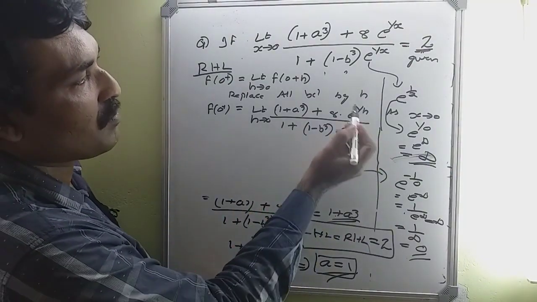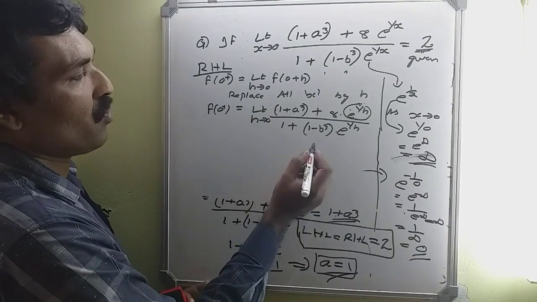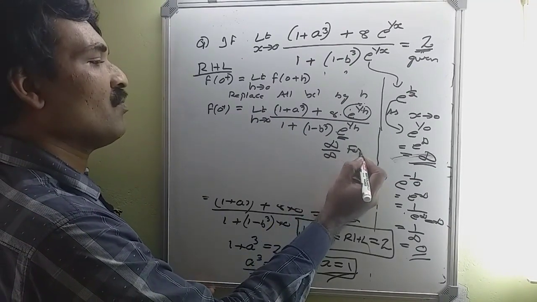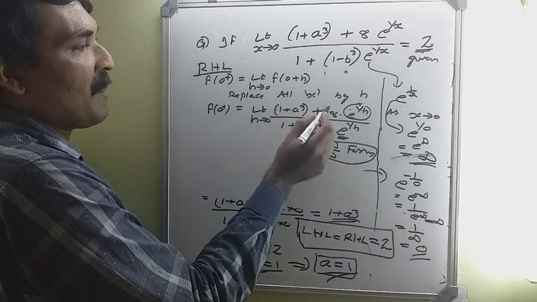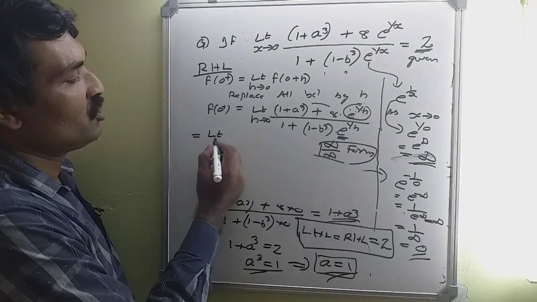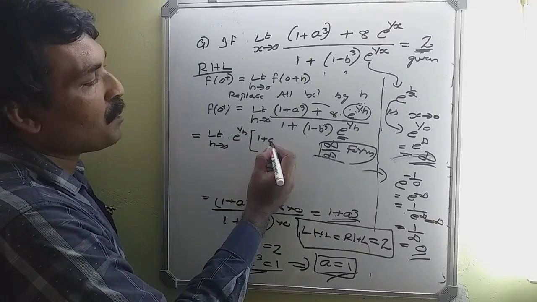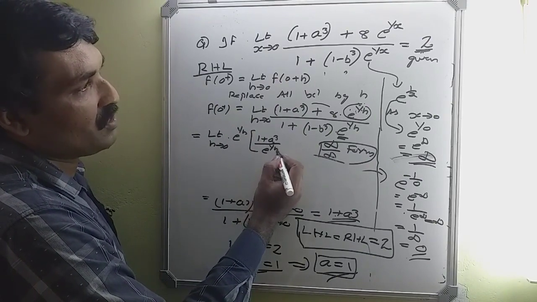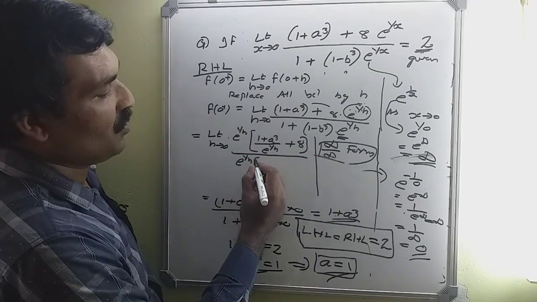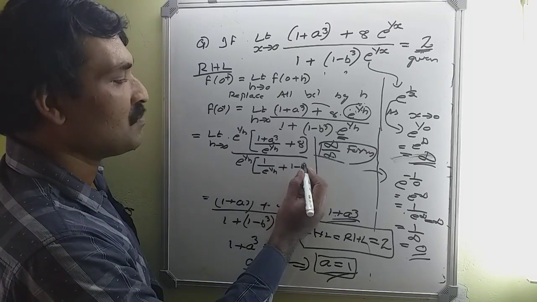Okay. So what is e raised to 1 by 0? E raised to 1 by 0 is equal to infinity. So this becomes infinity by infinity form. E raised to 1 by h is equal to infinity, this term is equal to infinity. So it is an infinity by infinity form. So take e raised to 1 by h common from both numerator and denominator. So this is equal to limit h tends to 0, taking e raised to 1 by h common: e raised to 1 by h into 1 plus a cube divided by e raised to 1 by h plus 8, divided by e raised to 1 by h into 1 by e raised to 1 by h plus 1 minus b cube.